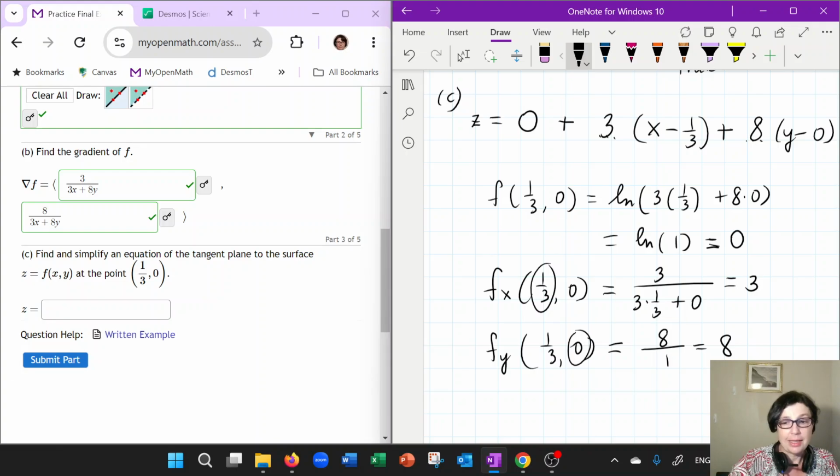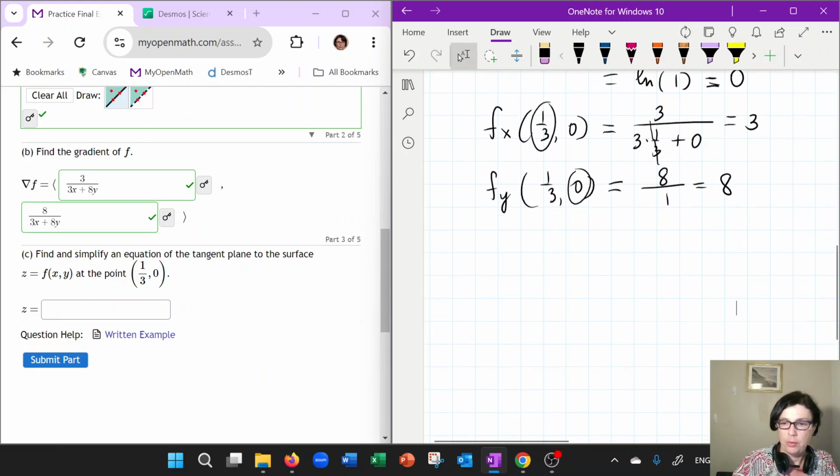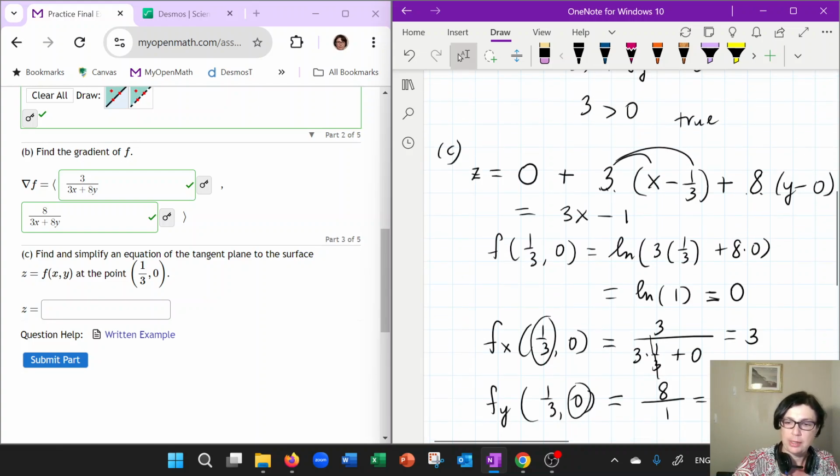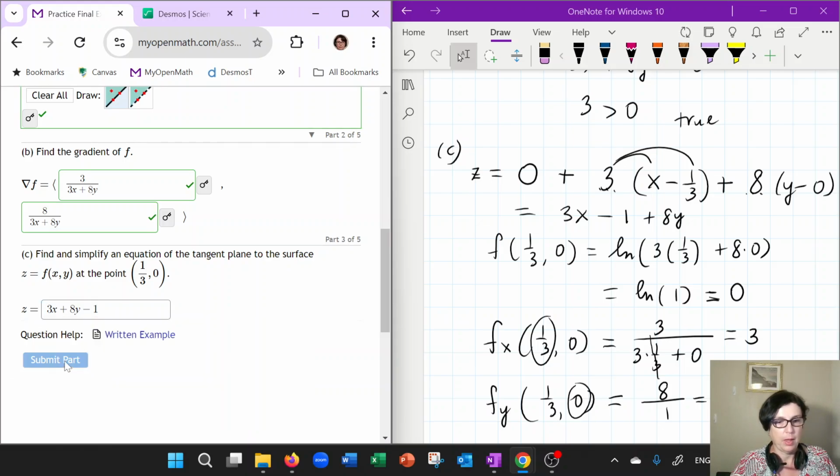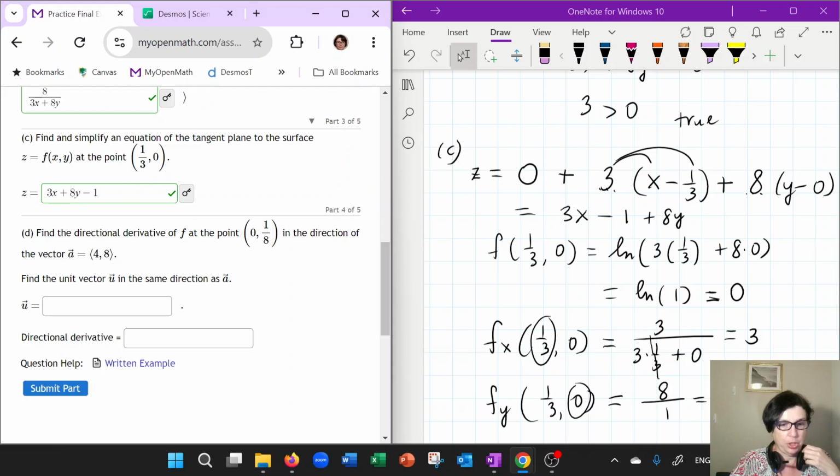Now, it says that I'm supposed to simplify, so I probably should distribute. So this will become 3x minus 3 times 1/3, that's 1, and then plus 8y. Okay, so it looks like that's my equation: 3x plus 8y minus 1. Okay, so that's the tangent plane.